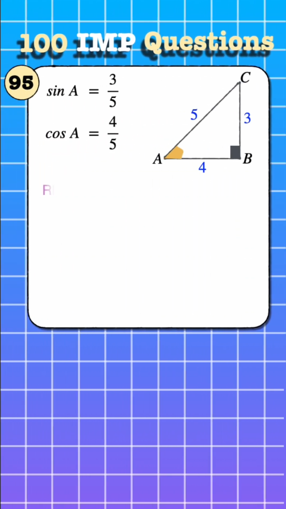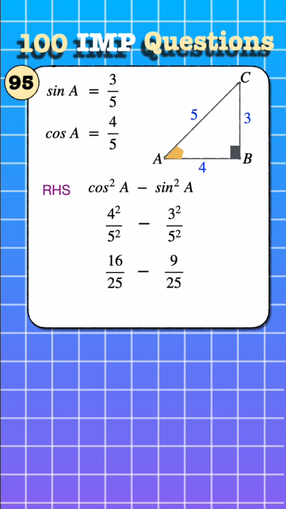लेट्स मूव टू द राइट हैंड साइड. राइट हैंड साइड क्या है cos square A minus sin square A. तो cos A की वैल्यू है 4 by 5, sin की वैल्यू कितनी है 3 by 5. लेट्स पुट द वैल्यू. 4 square is 16, 5 square is 25, 3 square is 9, 5 square is 25.